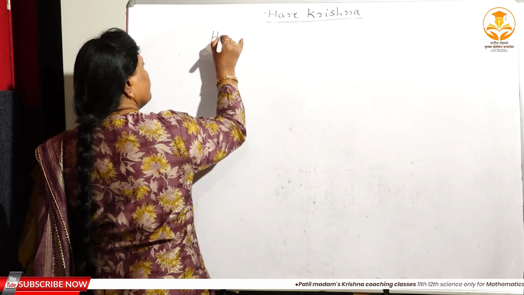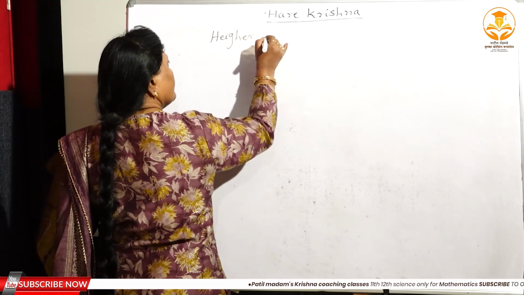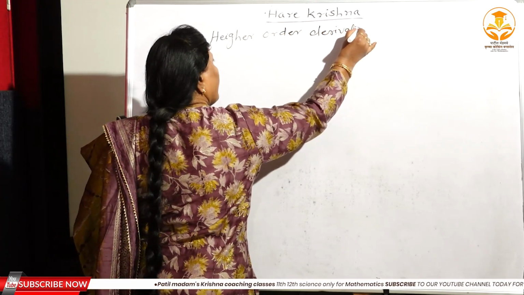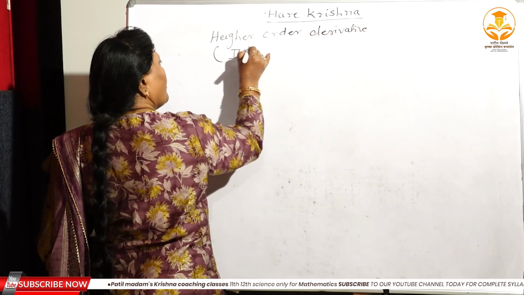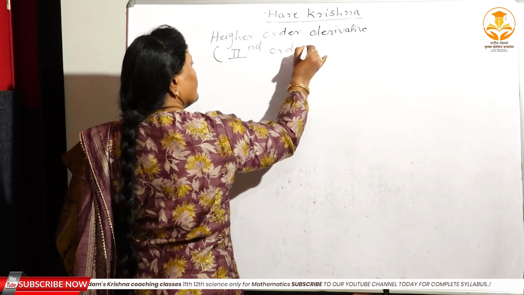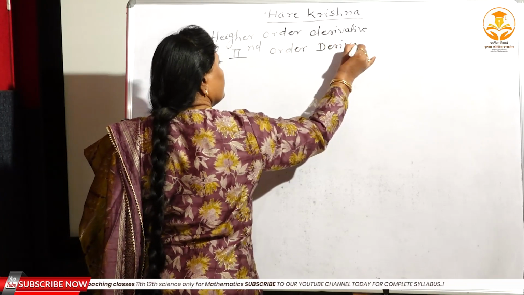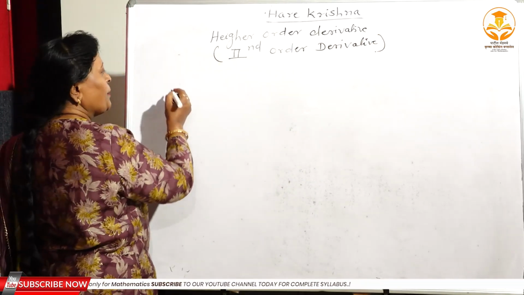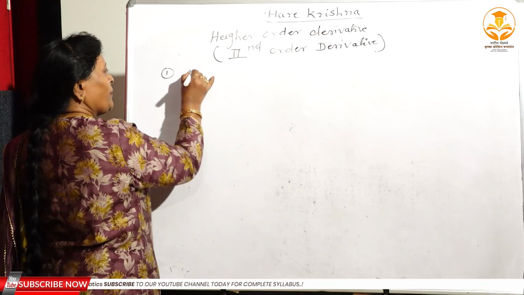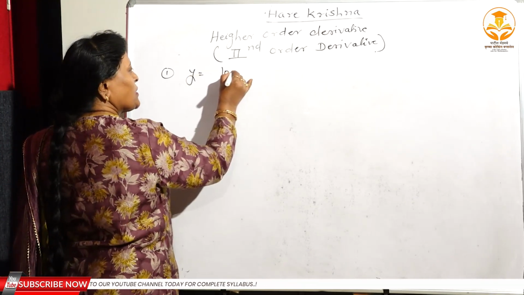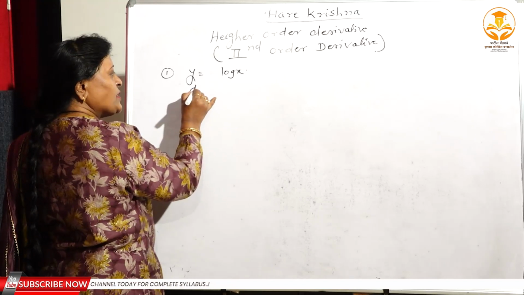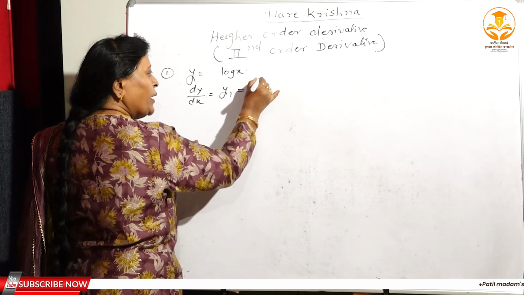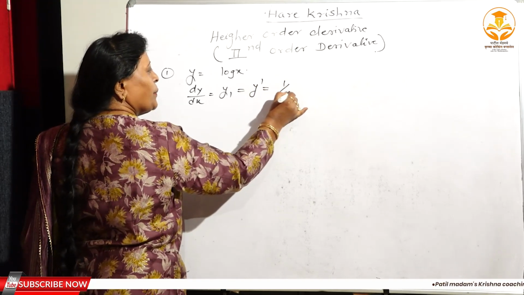Higher order derivative, and a special name, that is the second order derivative. Now let us take one simple example. Suppose y is equal to log x. Then the first order, that is dy by dx, is also denoted by y1, or y dash. And what is the derivative of log x? That is 1 by x.